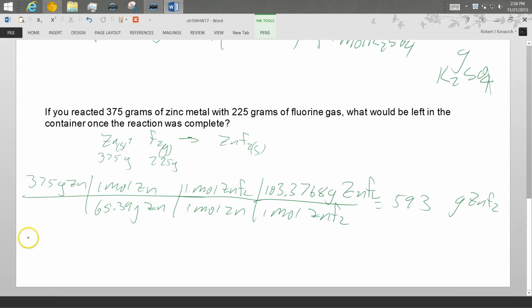So now we need to do the other one. 225 grams of fluorine. For every 1 mole F2.